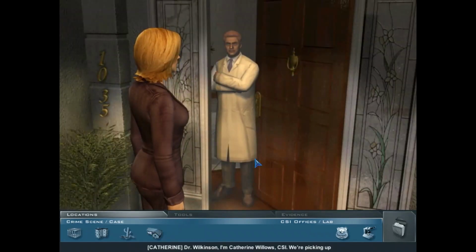Dr. Wilkinson, I'm Catherine Willows, CSI. We're picking up on the previous investigation and need to ask you a few more questions. I thought you people were holding Lita Callisto for Sophia's murder. We are, sir, and we're sorry for the trouble we've caused you.